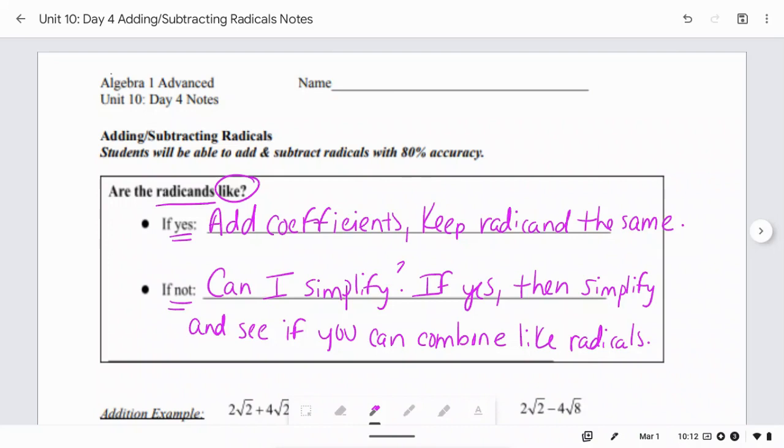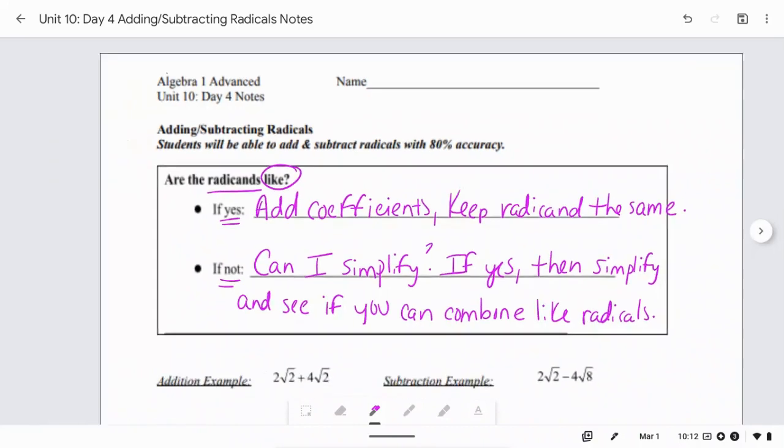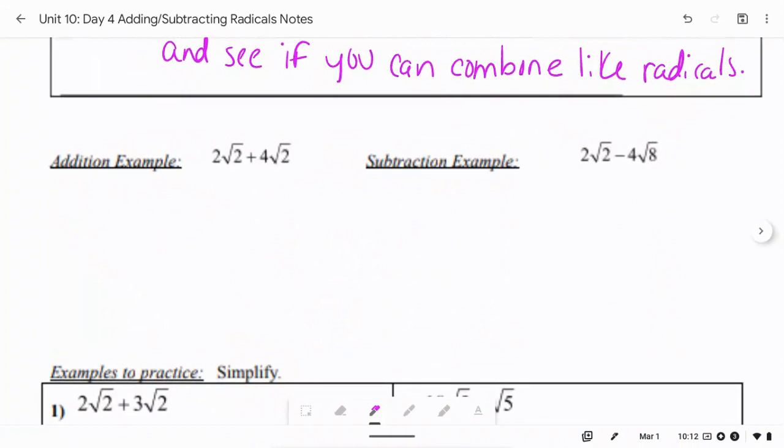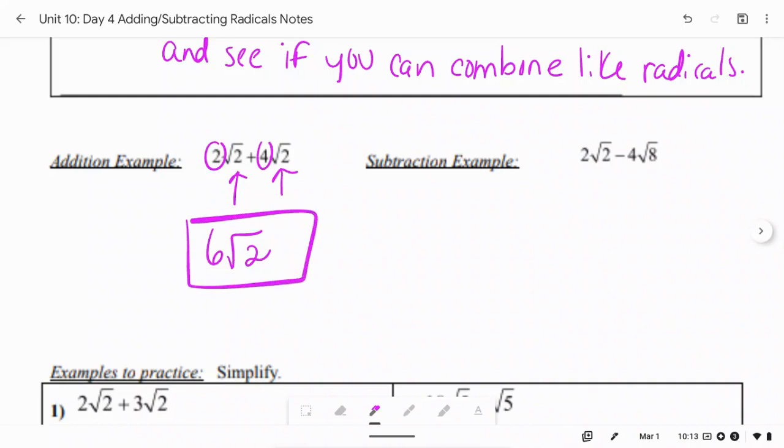In order to add and subtract radicals, they have to be considered like terms. So if we look at this first example, the addition example, first I'm going to look at, are the radicands the same? In this case, they are. They both have a 2. So I can just add their coefficients together. Remember that coefficients are the numbers in front. So I'm just going to add 2 plus 4 to get 6, and then keep the radical the same. So we're just combining like terms. The final answer would be 6 square root 2.